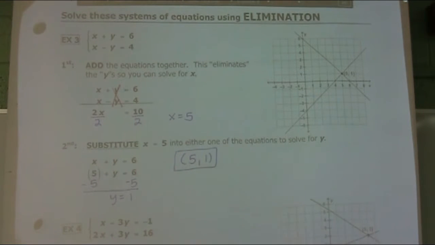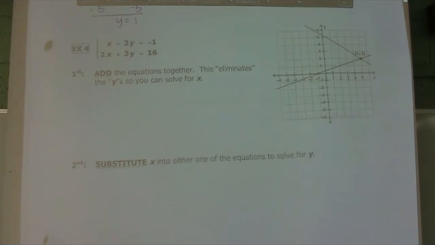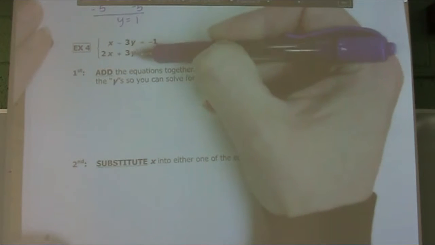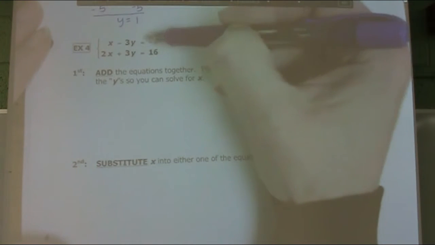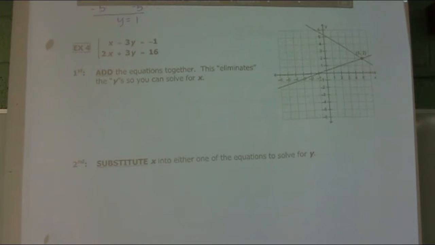So let's try this again. We've got another example at the bottom of the page. We're going to do the same thing. We're going to add our two equations together. Now the important thing when you do this is to make sure that all the parts are in the same order in both equations. So make sure the x's are on top of the x's, the y's are on top of the y's, the equal sign is in the same place in both, and the constants are in the same place in both. If they're not the same, you've got to make them the same.